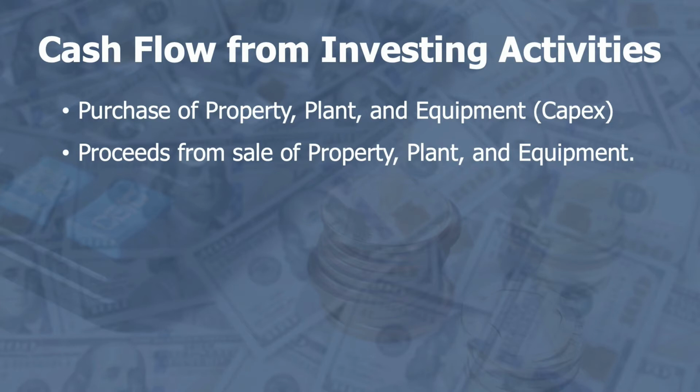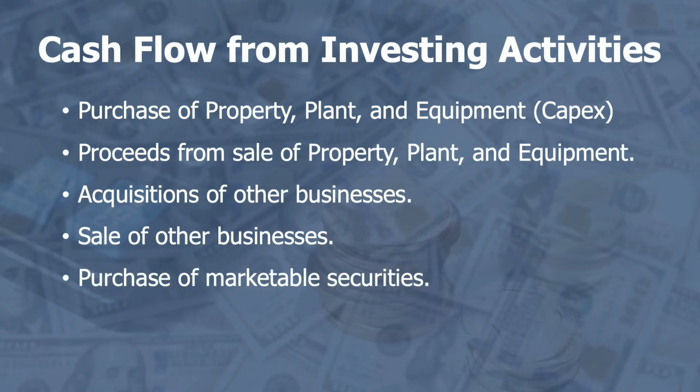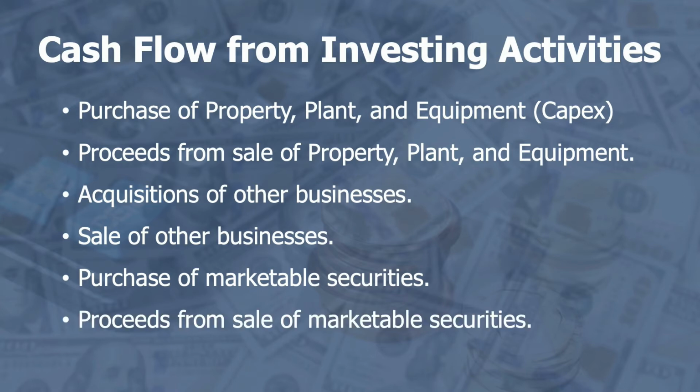So you have to always think about it. We've got money flowing in and money flowing out. So we could acquire other businesses, which would be money flowing out, or we could sell internal businesses that we already own, and that would all be shown on the investing activities. And another thing would be the purchase of marketable securities, such as bonds and things like that. And then at the same time, we can receive proceeds from the sale of these marketable securities as well.